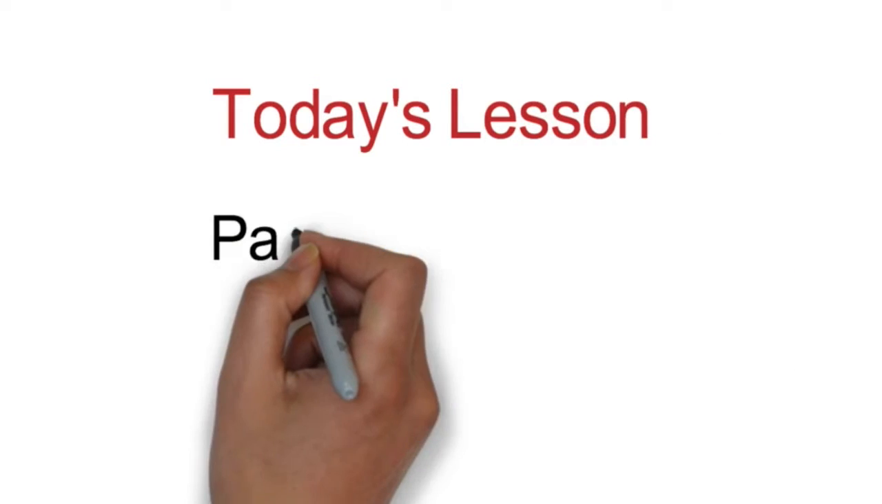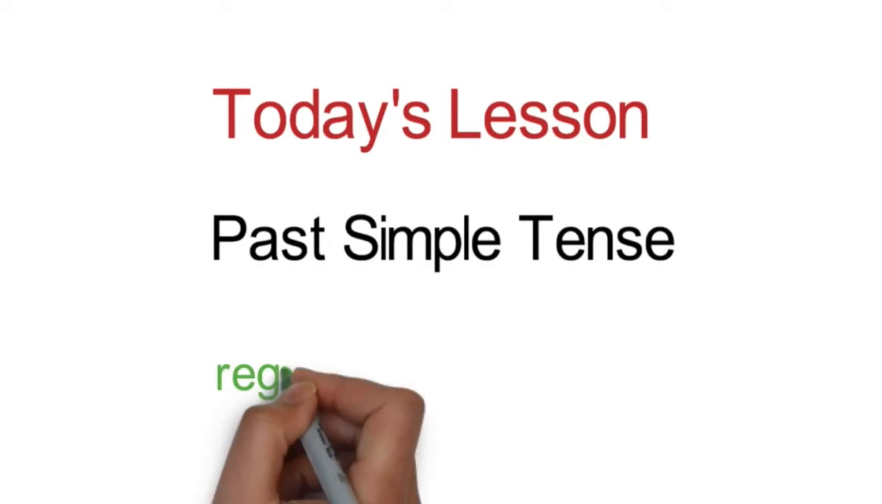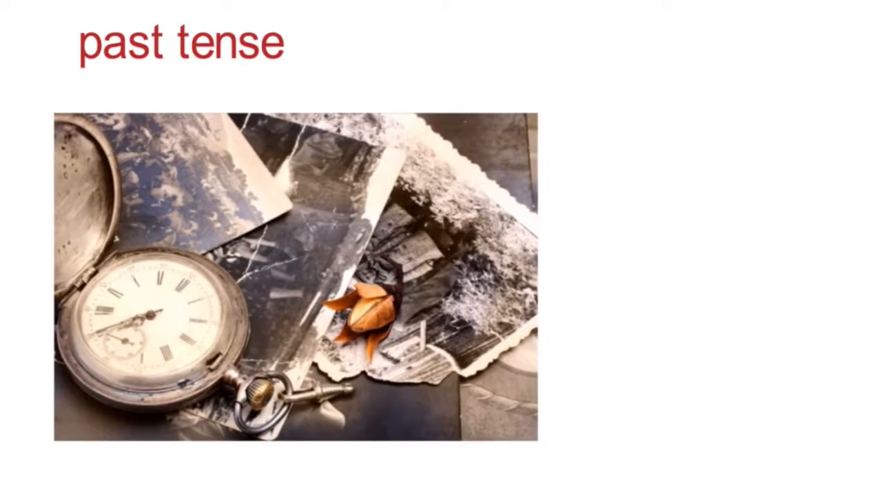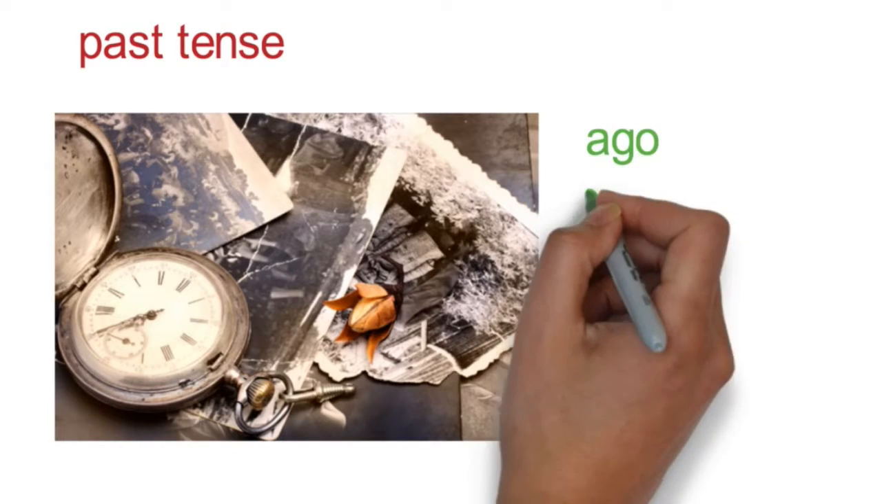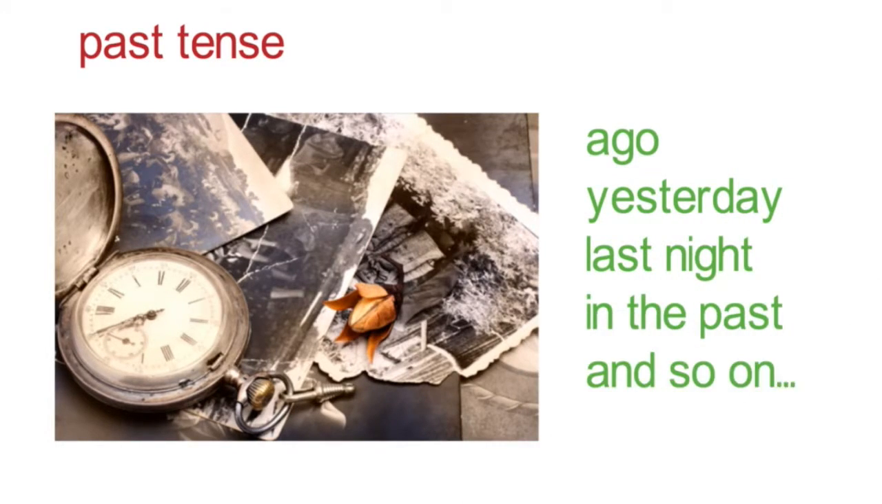Today, we're going to discuss the past simple tense and how to form the past simple using regular and irregular verbs. We use the past tense to describe things we did in the past. When we talk about the past, we must change the form of the verb, and sometimes we add time expressions like ago, yesterday, last night, in the past, and so on. These expressions help us to know exactly when the action happened in the past.